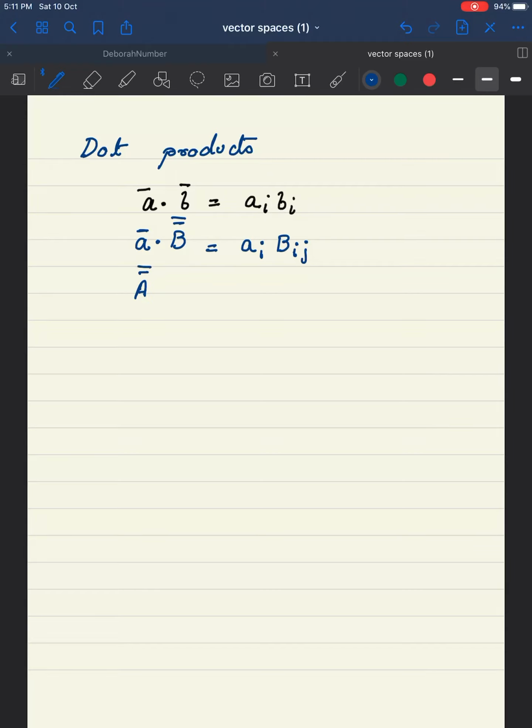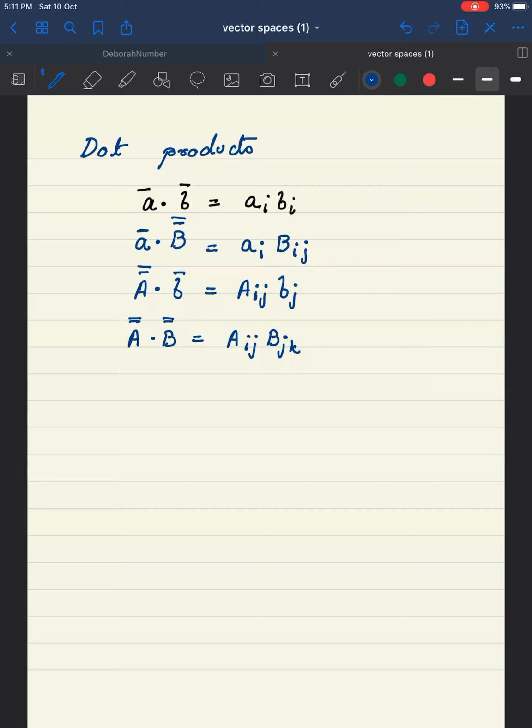So, if initially I have the first one as a tensor, then my rule will become Aij into Bj. Similarly, if I have a vector, a tensor, a dot product with a tensor, then it will be Aij. In index notation, it is like this.